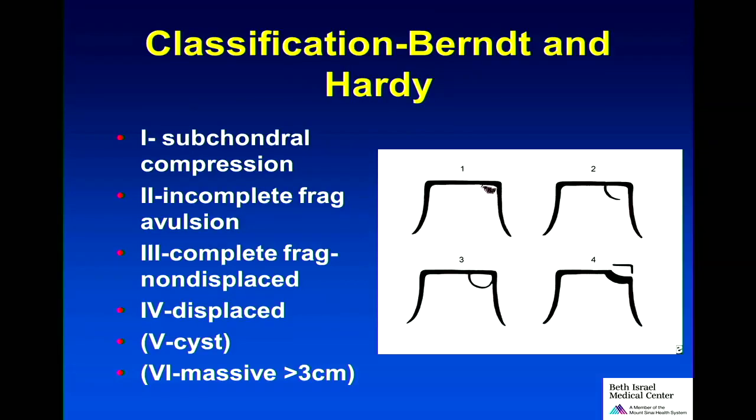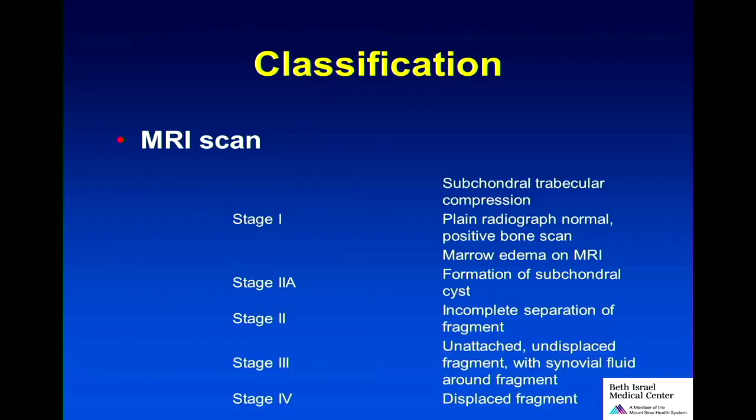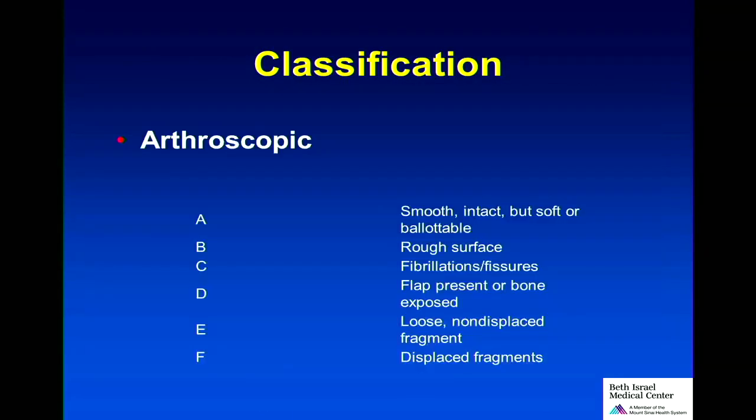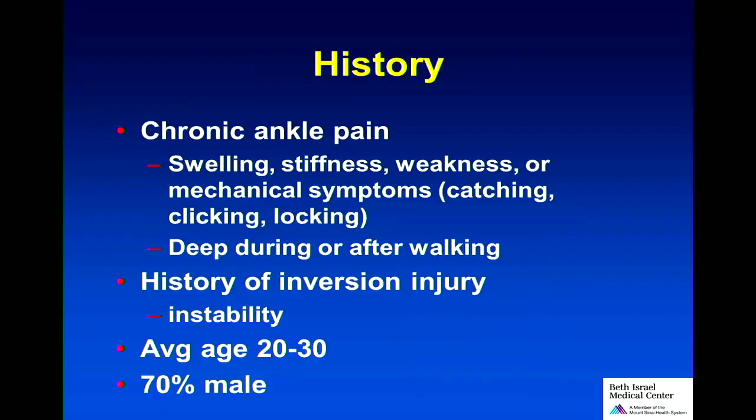So the Berndt and Harty classification, which was discussed, but briefly: one is a subchondral compression, two is an incomplete fragment, three is a complete fragment that's non-displaced, and a type four is a displaced fragment. Scranton subsequently described a type five, which was a cystic lesion of the medial dome with an intact cartilage. And then Raikin described a type 6, which was a massive lesion over 3 centimeters cubed along the shoulder of the talus. So there are different classifications, MRI, CT scan, as well as arthroscopic. I won't go into the details, but most of those are built on the Berndt and Harty classification, which is generally still the most utilized classification today.